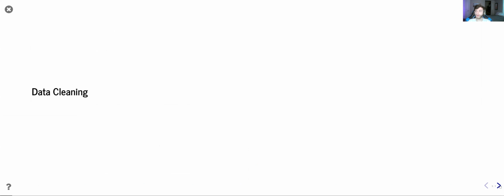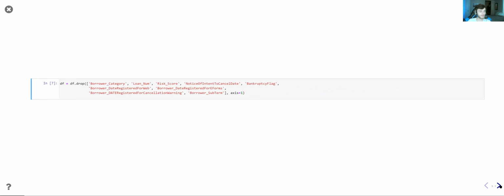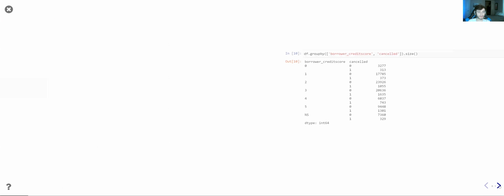Then moving on, we wanted to do some data cleaning. So we checked the is null to look at what values were going to be null that we would have to deal with. So borrower category, again, exposure, we had some empty values. We want to make sure we clean this up before we do any further analysis. So we dropped different variables that we felt like weren't of value, or that I felt like weren't going to be useful to us moving forward, or they had too many null values.